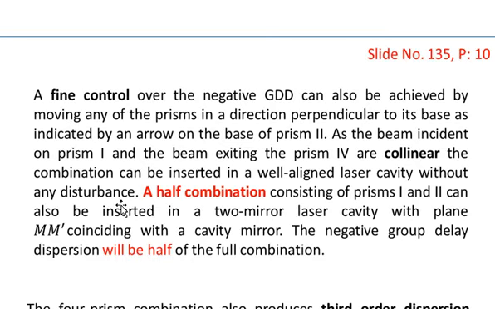So it means that the setup that I have shown you can be placed in any laser cavity without disturbing the parameters of the laser cavity, and instead you can introduce negative group delay dispersion in the laser cavity. A half combination can also be used, that is, a combination with prism 1 and prism 2, or prism 3 and prism 4. A half combination consisting of prisms 1 and 2 can also be inserted in a two mirror laser cavity with a plane M prime coinciding with a cavity mirror. So the cavity mirror should be coincident with the line M prime. The negative group delay dispersion will be half of the full combination.